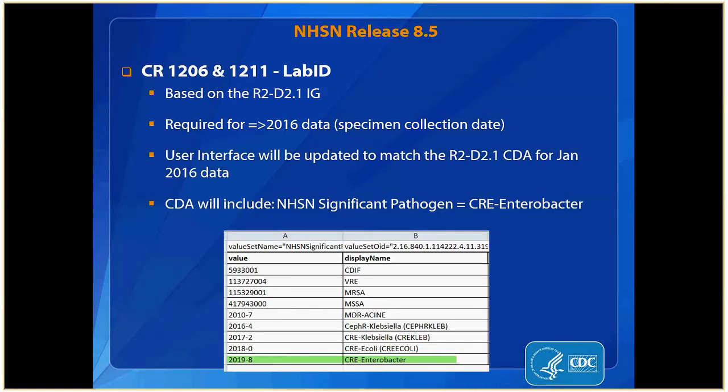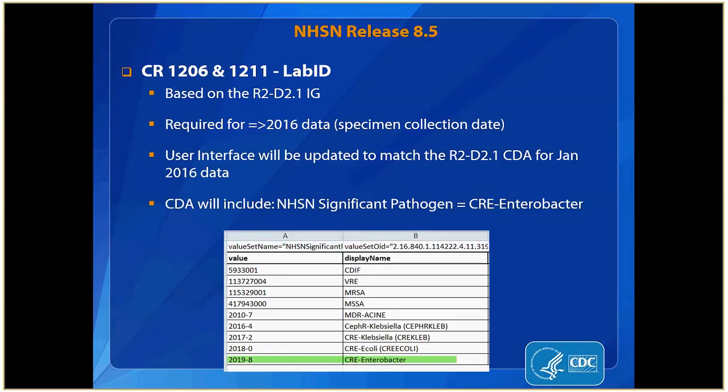So next we'll talk about the Lab ID changes that are coming. It's CR 1206 and 1211 when you're looking in the IDM. It's based on the R2D2.1 IG. This new Lab ID CDA version will be required for all data equal to or greater than 2016, based off the specimen collection date. The user interface will also be updated to match the CDA for the January release.